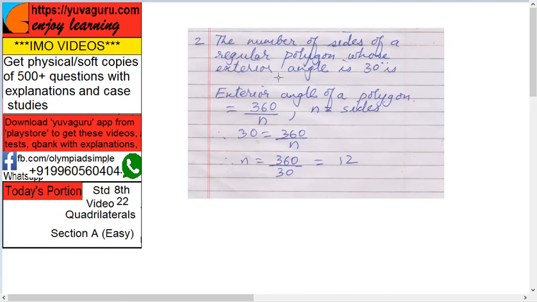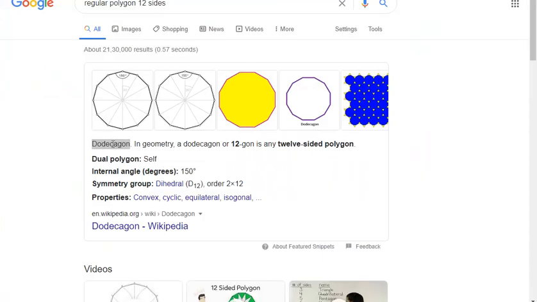Now in our case, what do we know? We know the exterior angle. Therefore 30 equals 360 upon n. Take n on this side, 30 on this side. 360 upon 30 comes to denominator 1 and 12. So n equals 12. Number of sides is 12. This figure with 12 sides is called a dodecagon.